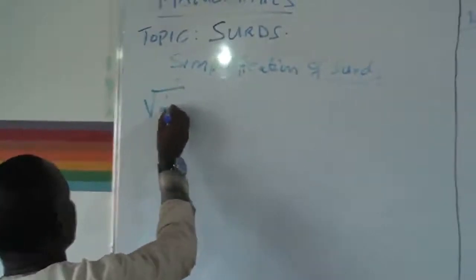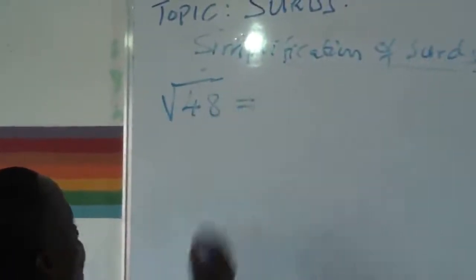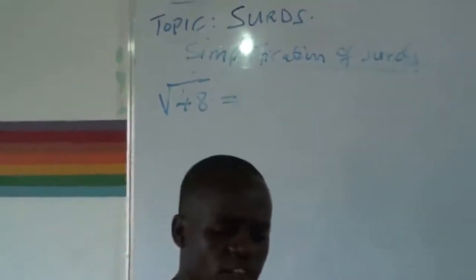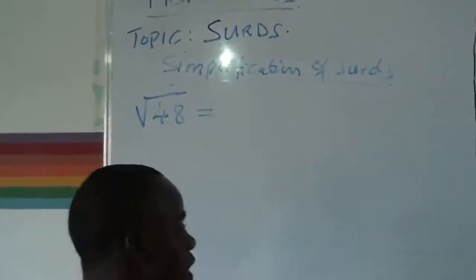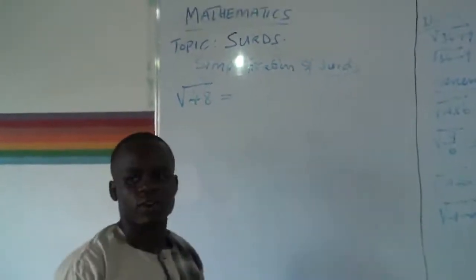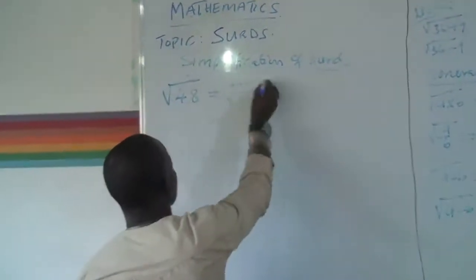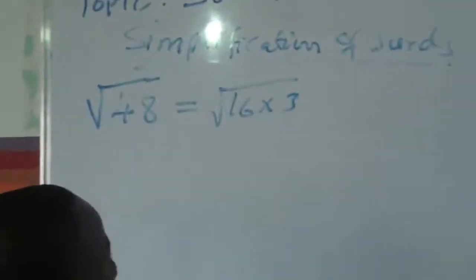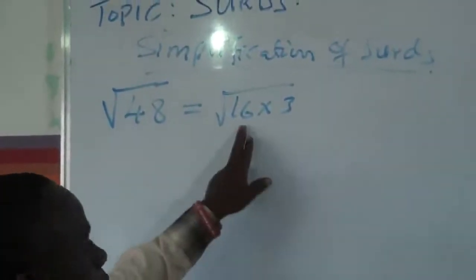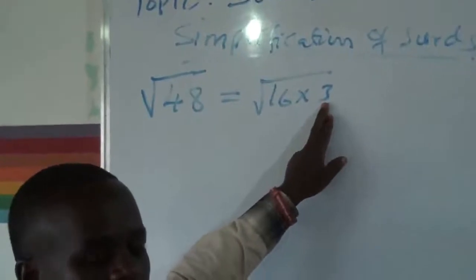And then how do we do that? We look for two numbers that will multiply to give you that very number such that one of them is a perfect square. For instance, I have the square root of 48. Think of any two numbers that can multiply to give us 48 such that one of these numbers is a perfect square, and that will be 16 times 3. If you look at it now, 16 is a perfect square, 3 is a non-perfect square.